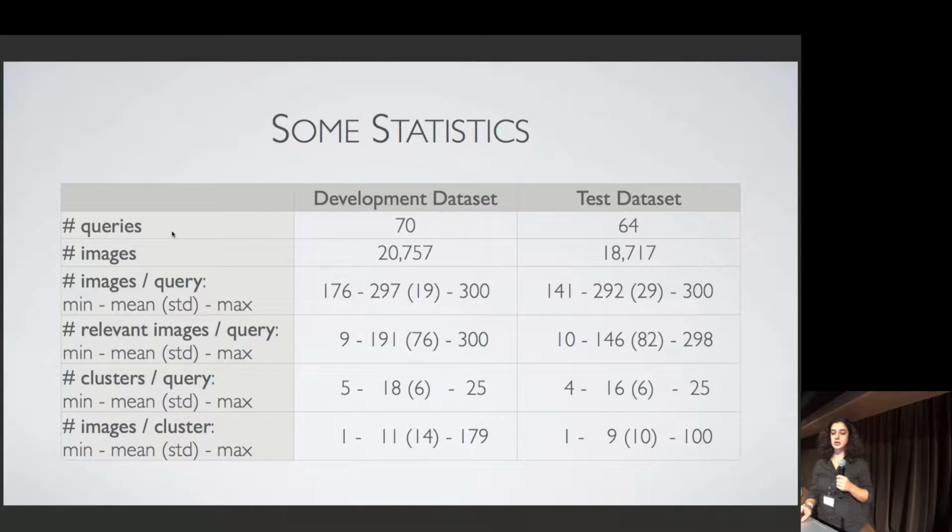There are some statistics. I don't really want to go too much into detail except for the very last line. We see that the number of images per desired cluster is highly varying, from 1 to 180, which shows that the clustering is quite imbalanced, which limits the number of approaches you can apply for diversification.